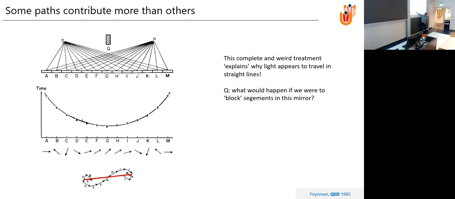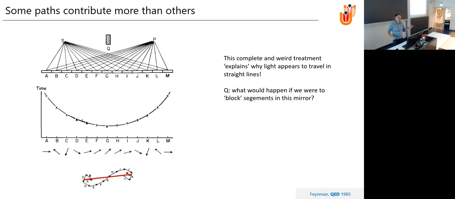So that means that the most important contribution to the light going from A to B are the paths that go through the middle. So even though it is possible for the light to travel through the strange paths at the edges of the mirror, they don't contribute much. So the light appears to travel as a straight line from S to G to B.